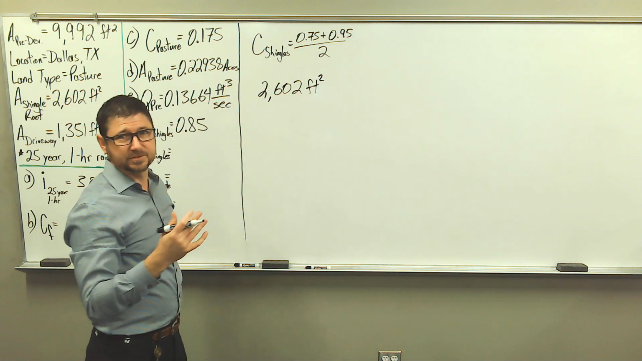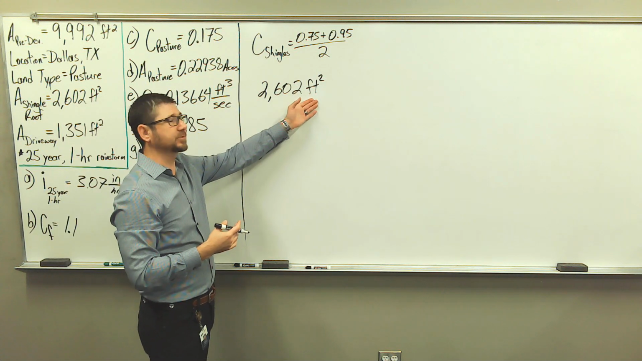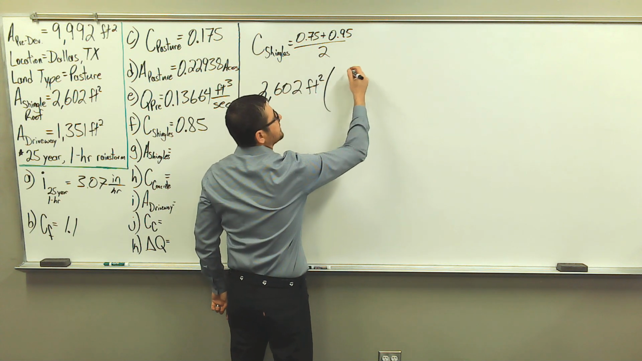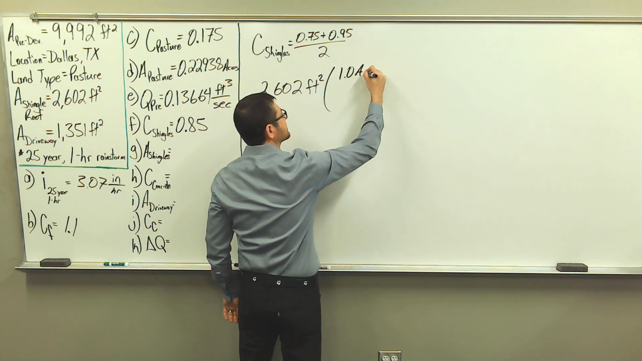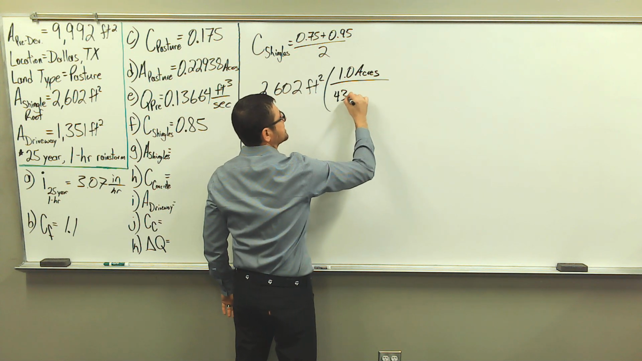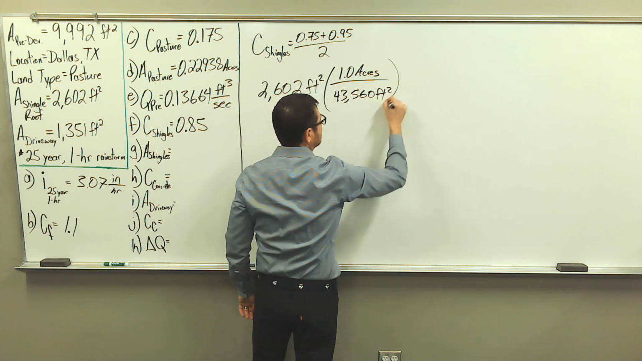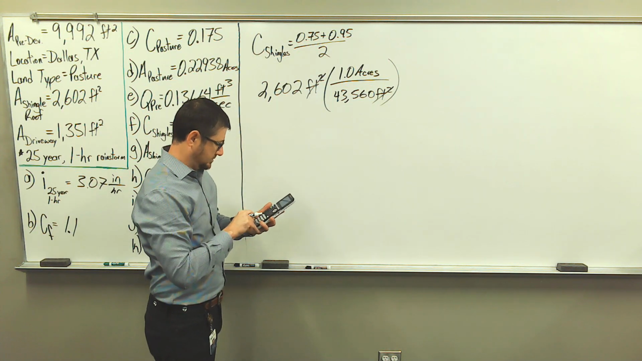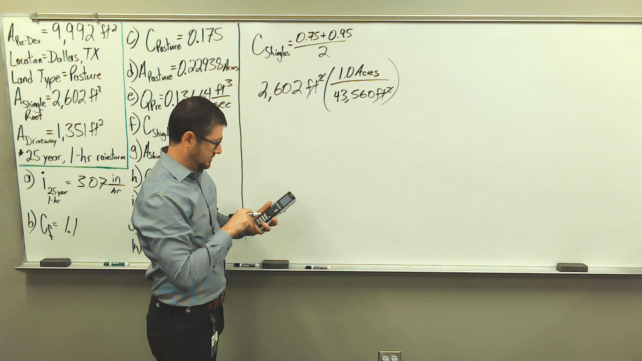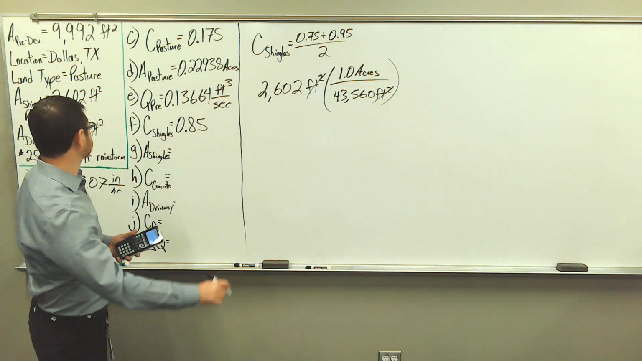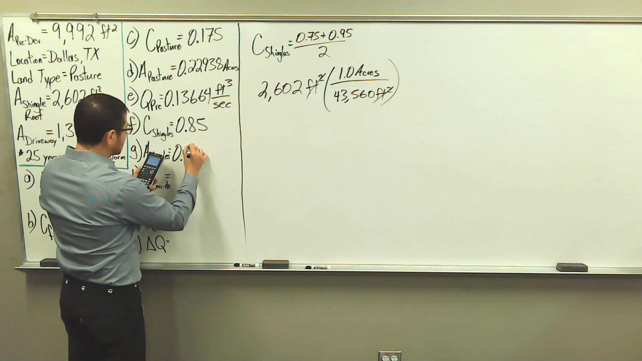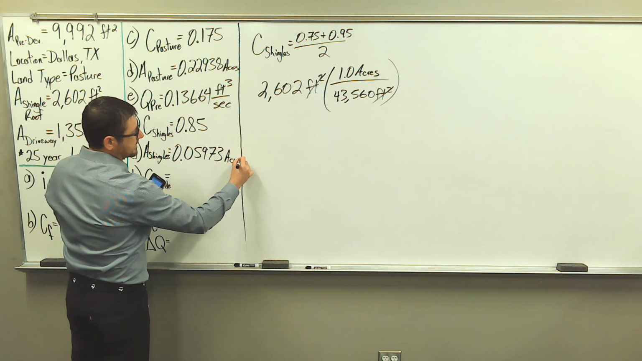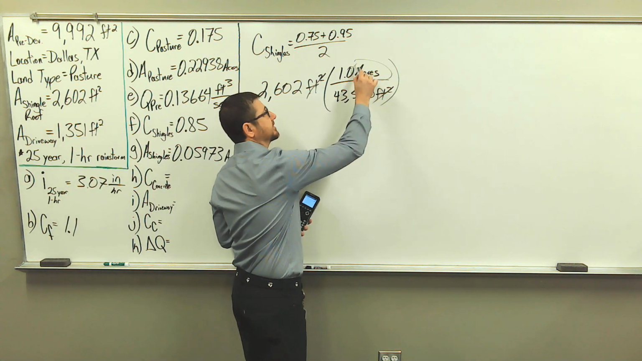So once again, we're going to use dimensional analysis. We are going to convert the units from square feet to acres. So we have 1.0 acre is 43,560 square feet. You can see that our units of square feet will cancel. And this will give us 0.05973, and we are left with units of acres right here.